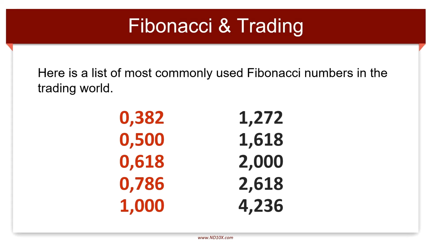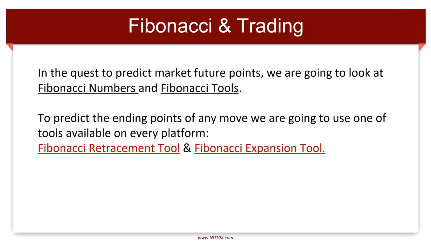Here is a list of most commonly used Fibonacci numbers in the trading world: 38.2, 50, 61.8, 78.6, 100, 127.2, 161.8, 200, 261.8, and 423.6. In the quest to predict market future points, we are going to look at the Fibonacci numbers and Fibonacci tools. To predict the ending points of any move, we are going to use one of the tools available on every platform: Fibonacci retracement tool and Fibonacci expansion tool.